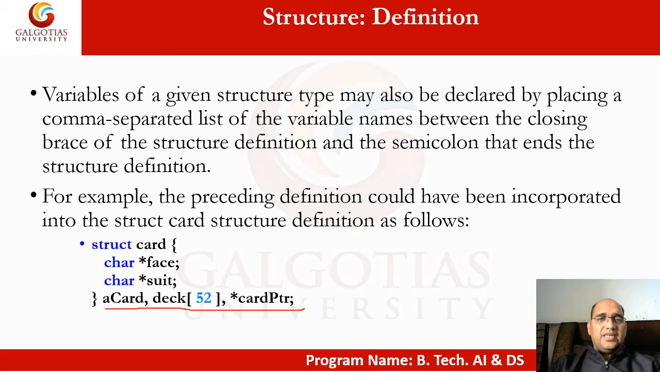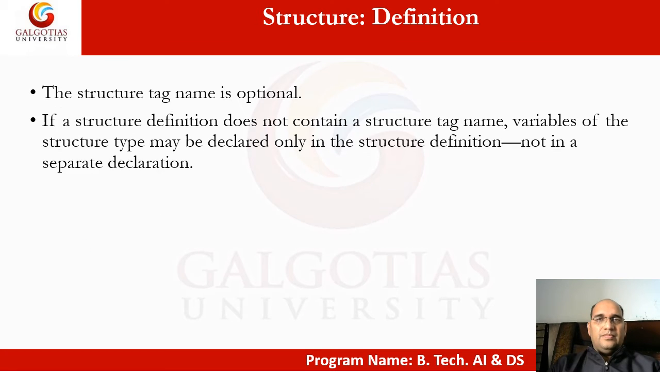When you are defining the structure, struct card, char *face, char *suit, at the same time, instead of writing a separate line for the declaration of this type, aCard means aCard is an instance of this particular structure. Deck[52] is 52 instances of this type of structure. cardPtr is a pointer of this type of structure. The structure tag name is optional. If a structure definition does not contain a structure tag name, variables of the structure type may be declared only in the structure definition, not in a separate declaration.